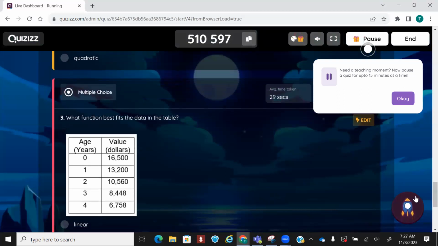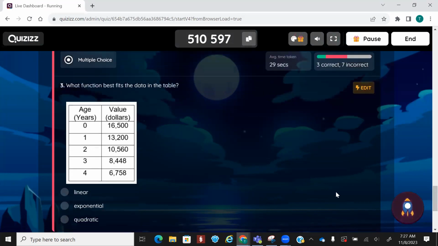What function best fits the data in the table? So each time, are we adding something or are we subtracting something? Subtracting what? If I did 16,500 subtract 13,200, what do I get? Is that the same number on this next one? So it's not linear.